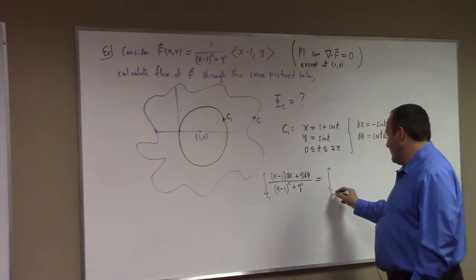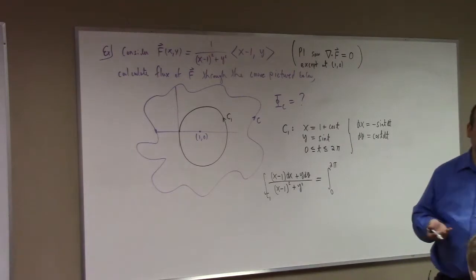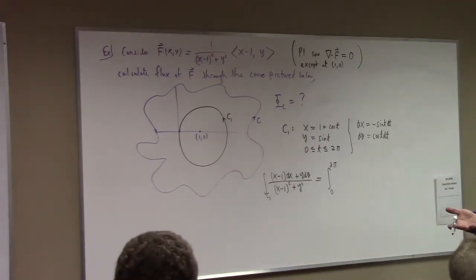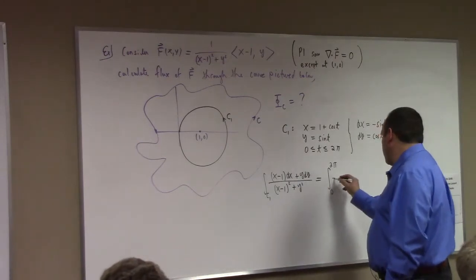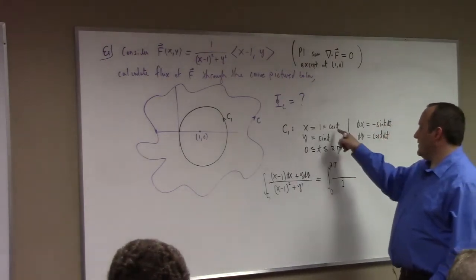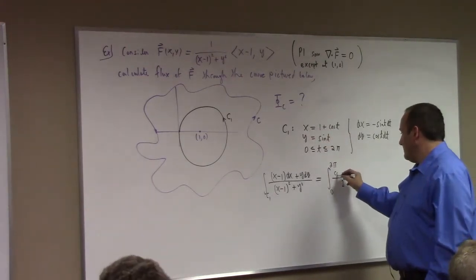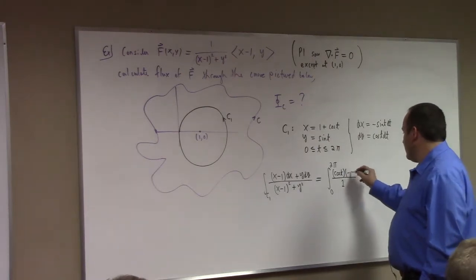So what's the denominator do on this circle? What's the equation of the circle C1? C1 has the equation x minus 1 squared plus y squared equals 1. So on C1, the denominator is just 1. What's x minus 1? Well, x minus 1 is cosine t, right? dx is minus sine t dt.